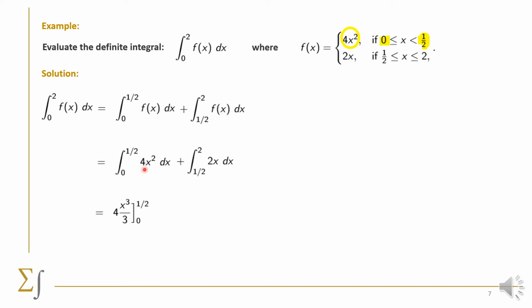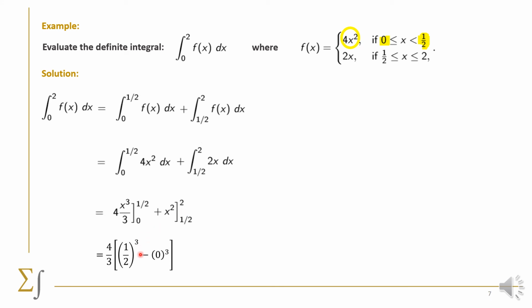So what's the integral of 4x squared? It is 4x cubed over 3, and here we have the limits of integration. Plus, what's the integral of 2x? It is 2x squared, and the 2 cancels with the half. So we have x squared as the value of the integral, and the limits of integration are half and 2.